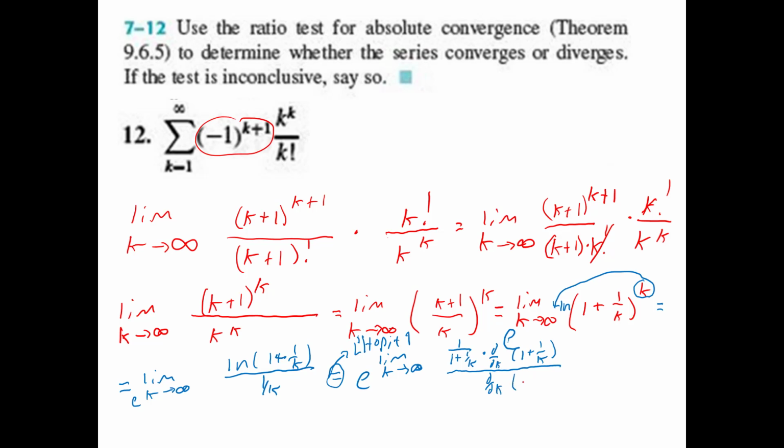The d/dk of the denominator is 1 over k. And so then this will cancel out with this. Now you can take your limit, and as k goes off to infinity, this right here goes to 0. And so then you get 1 plus 0, which is 1, 1 over 1 is 1, and so this limit is 1, and so you get a limit of e.